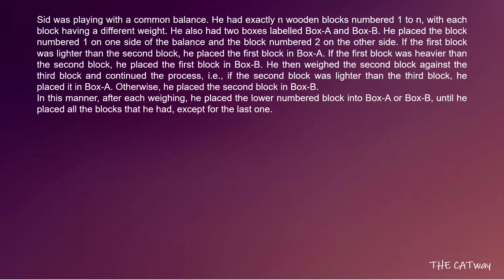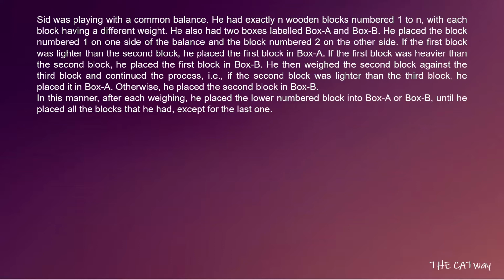So the question says that Sid was playing with a common balance. He had exactly n wooden blocks numbered 1 to n, with each block having a different weight. He also had two boxes labeled box A and box B. He placed the block numbered 1 on one side of the balance and the block numbered 2 on the other side. If the first block was lighter than the second block, he placed the first block in box A. If the first block was heavier than the second block, he placed the first block in box B.